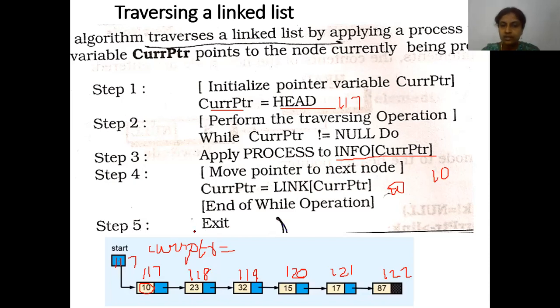For 117, we have to check whether the next link is empty or null. It is not null. If it is not null, what do we have to do? Take the link of the current pointer. As of now, the link of 117 holds an address, and that would be 118. So the link of 117 is 118, and 118 will be stored in the current pointer. This is a while statement, so once again it will come for 118 and check whether the info part of 118 is null.